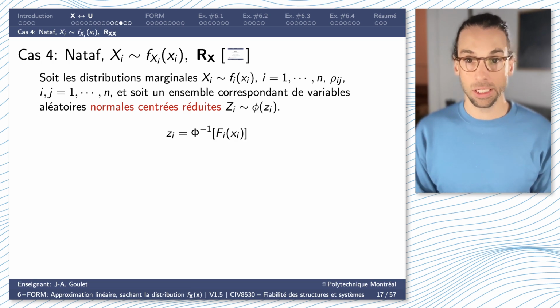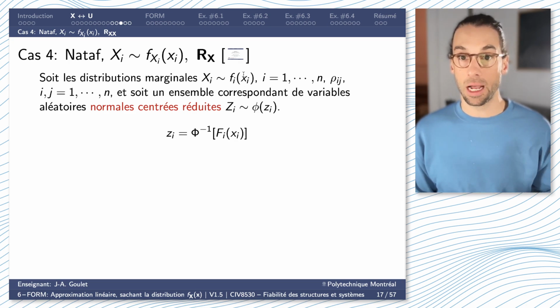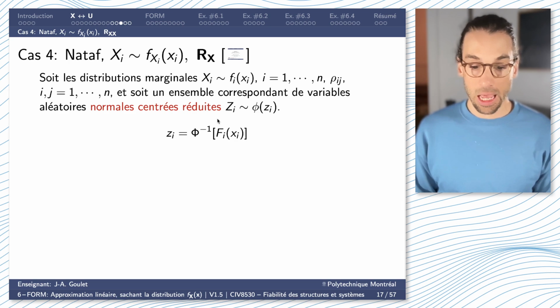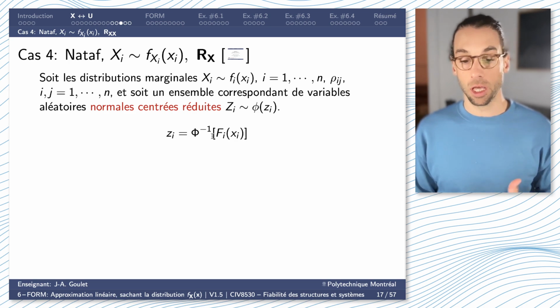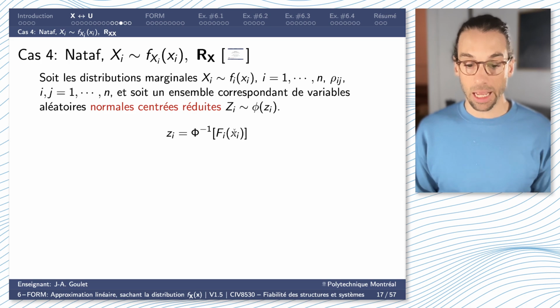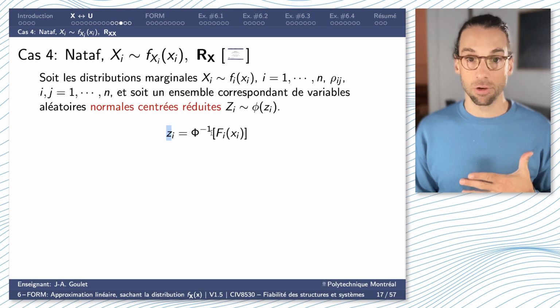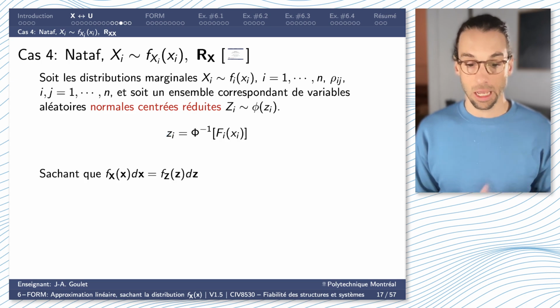So if we go into more detail for modeling the Nataf distribution, we assume we know the PDF for each of my marginal dimensions. I know the correlation coefficient for any pair of dimensions. And I'm going to be able to use the equality of the CDF to go from an xi to a zi by saying zi equals the inverse of the standard normal CDF applied to the CDF of xi.